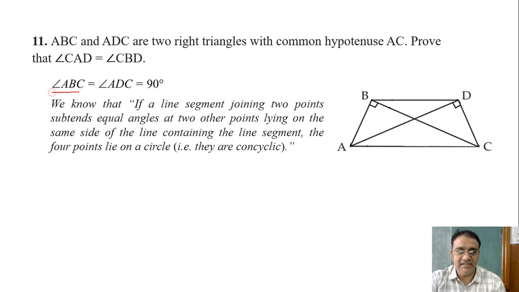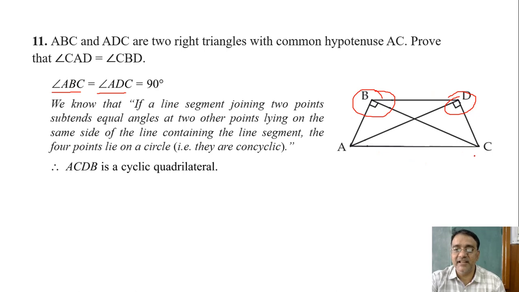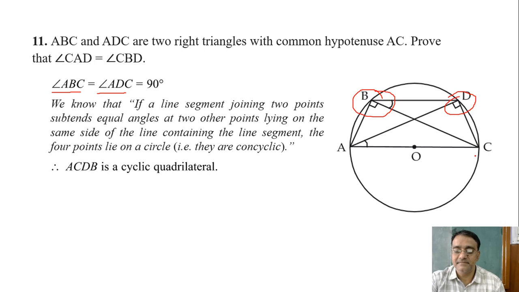Angle ABC is equals to angle ADC is equals to 90 degree. If a line segment joining two points subtends equal angles at two other points lying on the same side, containing the line segment, the 4 points lie on a circle. That means they are concyclic. So ACDB is a cyclic quadrilateral. Clear? Yes, sir. And we know that angles in the same semicircle is 90 degrees, so AC will be the diameter.